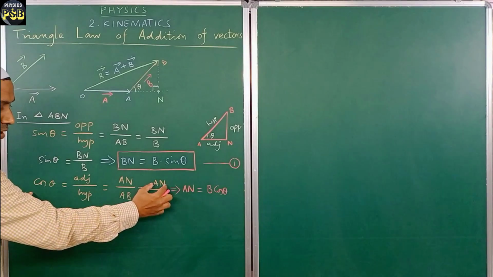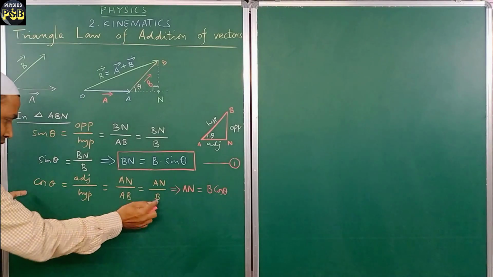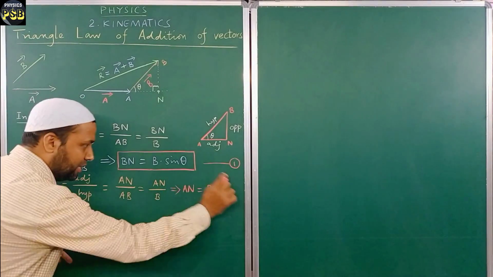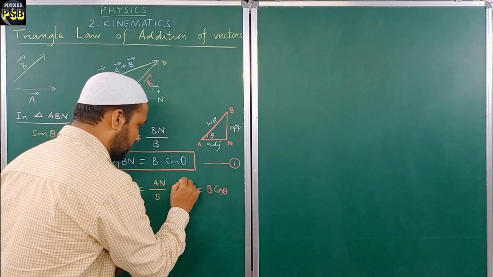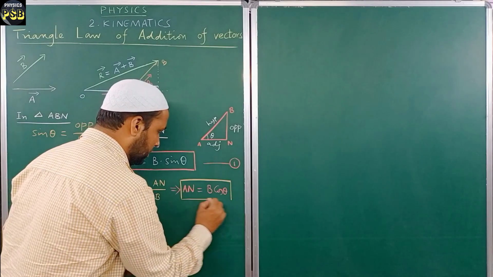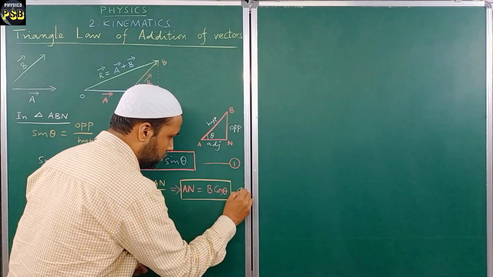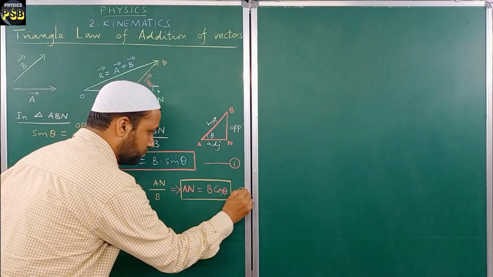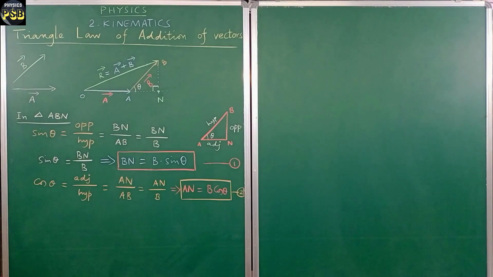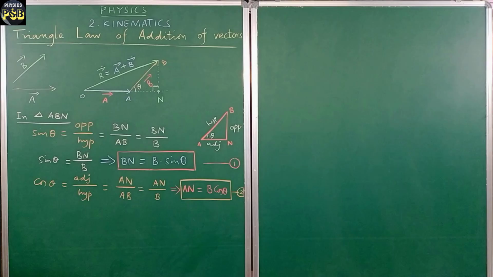Now to find the value of AN, I need to take B to the other side. So this B will multiply with cos theta. We obtained this equation. I box this and name this equation as equation number 2. Okay, so we got 2 equations now. Now I'll go ahead.